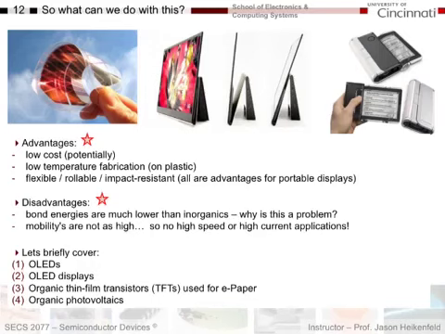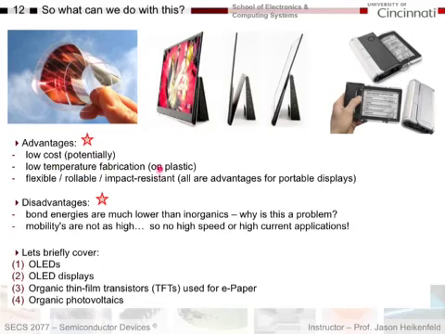So what can we do with this? Here are some of the advantages of these materials. They can be potentially low cost. If I find an organic semiconductor, I could dissolve it in a solvent, spray it onto a piece of plastic and deposit it. So I can make semiconductors that I could coat onto something, potentially as cheap as paint. There are other ways to deposit it.